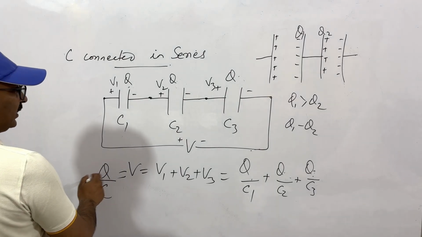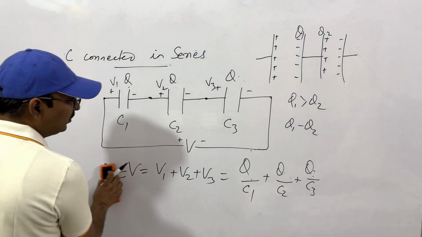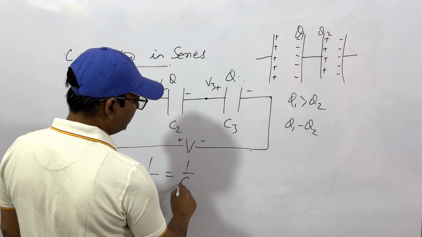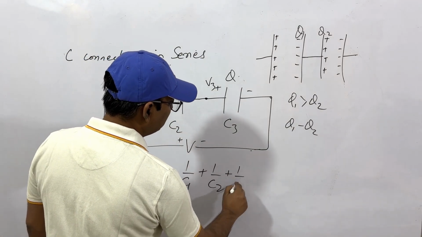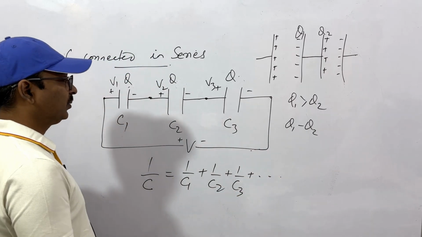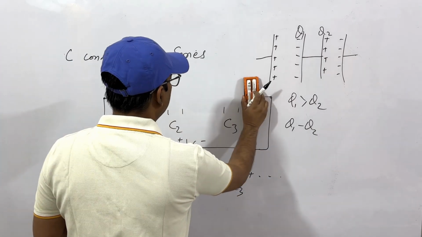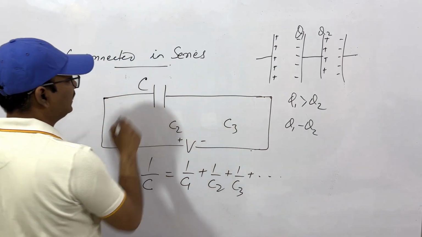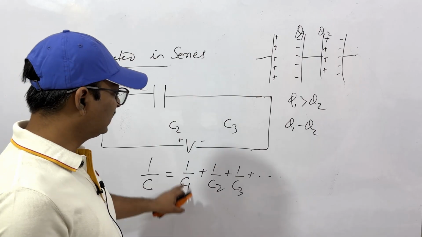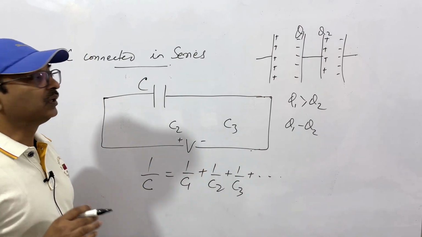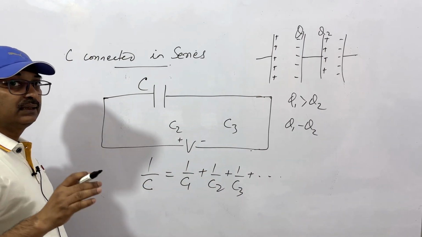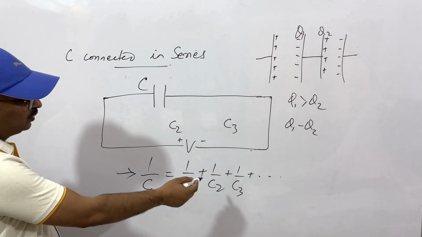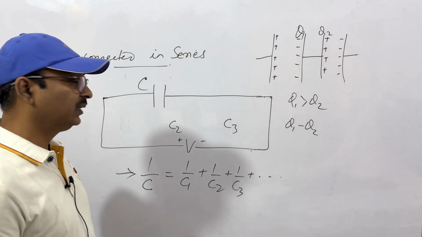So from here what you get? Q, Q, Q cancel. So what you finally get is 1 by C is equal to 1 by C1 plus 1 by C2 plus 1 by C3 and so on, if you connect n number of capacitors. That is, we can replace this by an equivalent capacitance which has capacitance equal to C, where 1 by C is 1 by C1 plus 1 by C2 plus 1 by C3 and so on. So when capacitors are connected in series, we have net capacitance or equivalent capacitance equal to this: 1 by C equal to 1 by C1 plus 1 by C2 and so on.